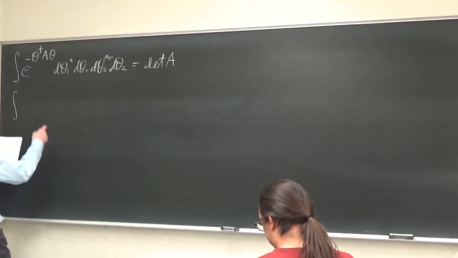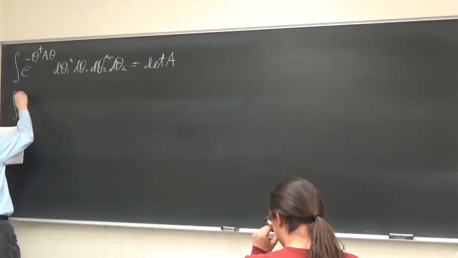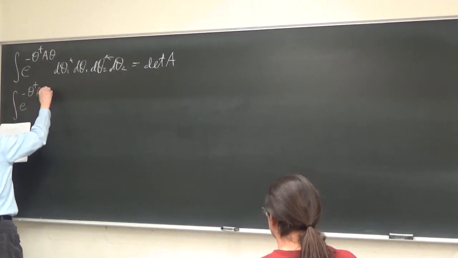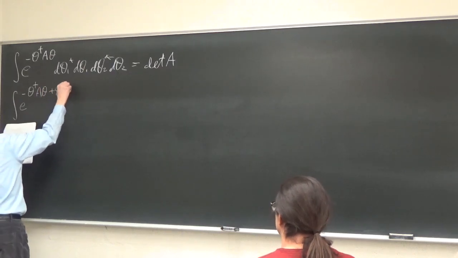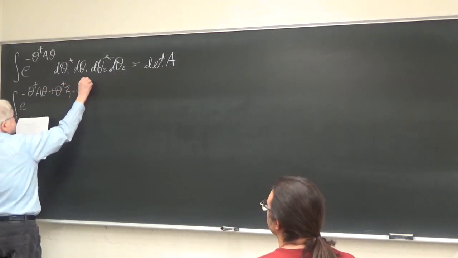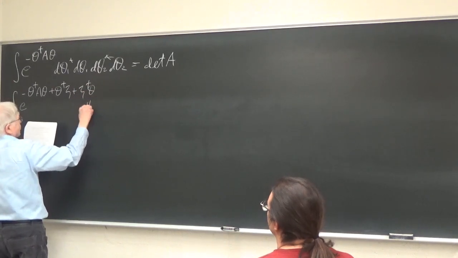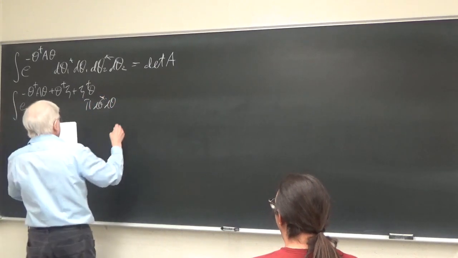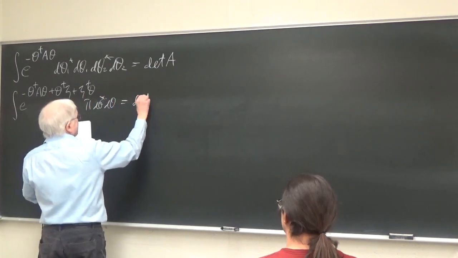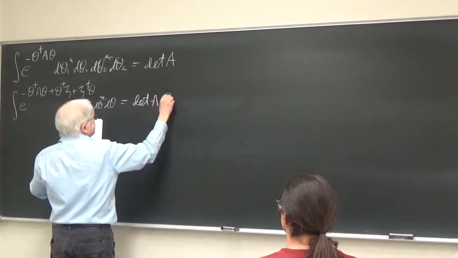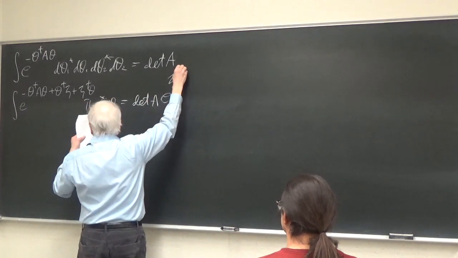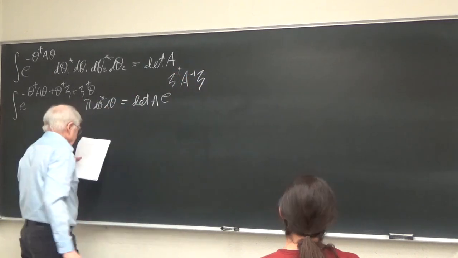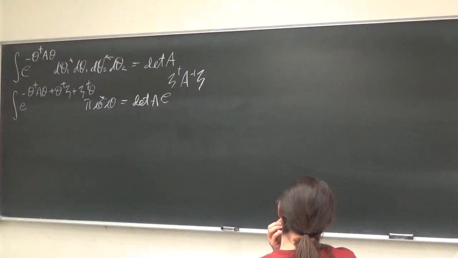And the generalization to n by n matrices is the integral of e to the minus theta dagger A theta plus theta dagger zeta plus zeta dagger theta, product d theta star d theta. This is determinant of A times e to the zeta star A inverse zeta. That's actually an important formula.